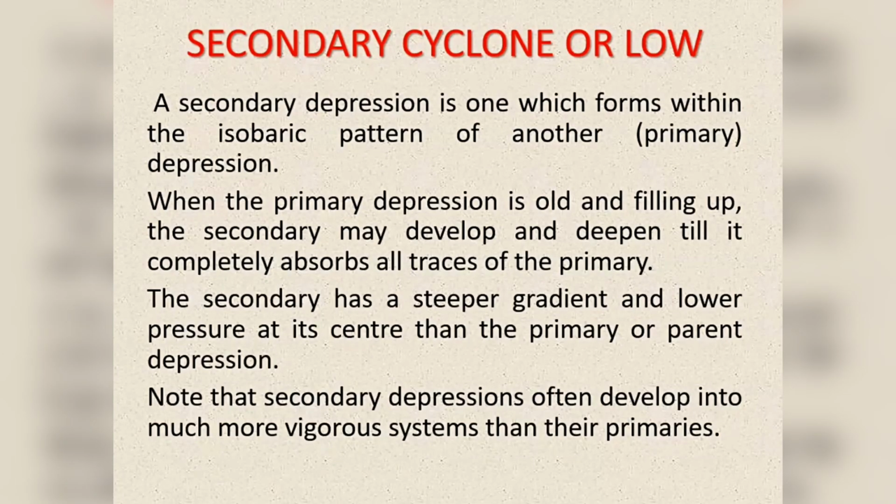So secondary has a steeper gradient, lower pressure at its center than the primary or parent depression. So इसके लिए यानी कि एक low pressure आया, then we see okay we should feel happy, चलो अब तो लो प्रेशर ओवर हो गया, अब हम गुड वेदर. No, sometimes it is followed by another one, and that can be a stronger one, more high speed winds, more rain, more clouds it will give you. Secondary depressions often develop into much more vigorous systems than their primaries.